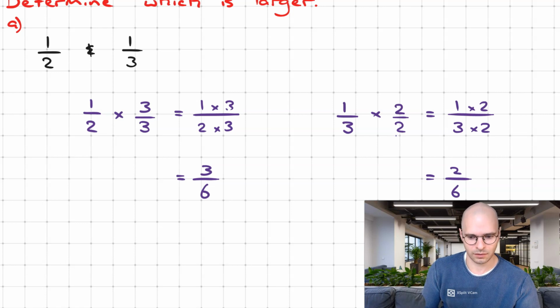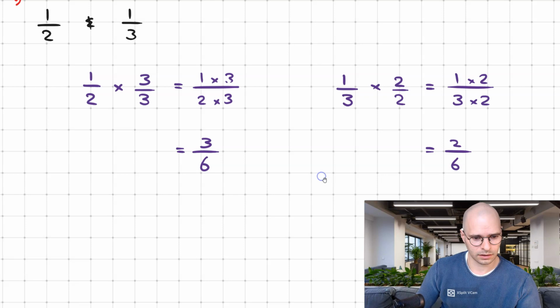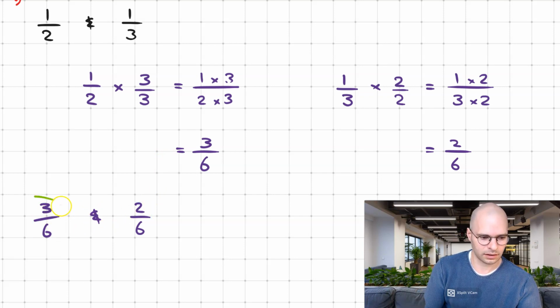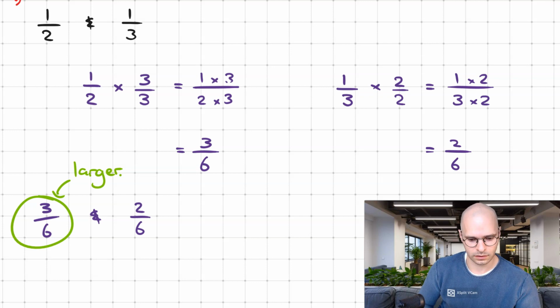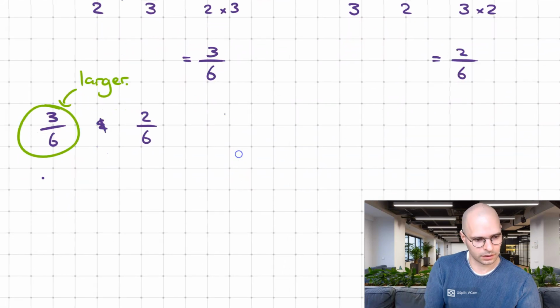Now I'm going to compare the fractions that I've just got. The first fraction that I have is 3 over 6, and the second fraction is 2 over 6. Final step, I am going to observe the numerators of both of the fractions and look for which one is higher. In this instance, I have a 3 and a 2. The 3 is clearly higher, so this means that this fraction is larger. Therefore, what I can say is that 1 over 2 is larger than 1 over 3.